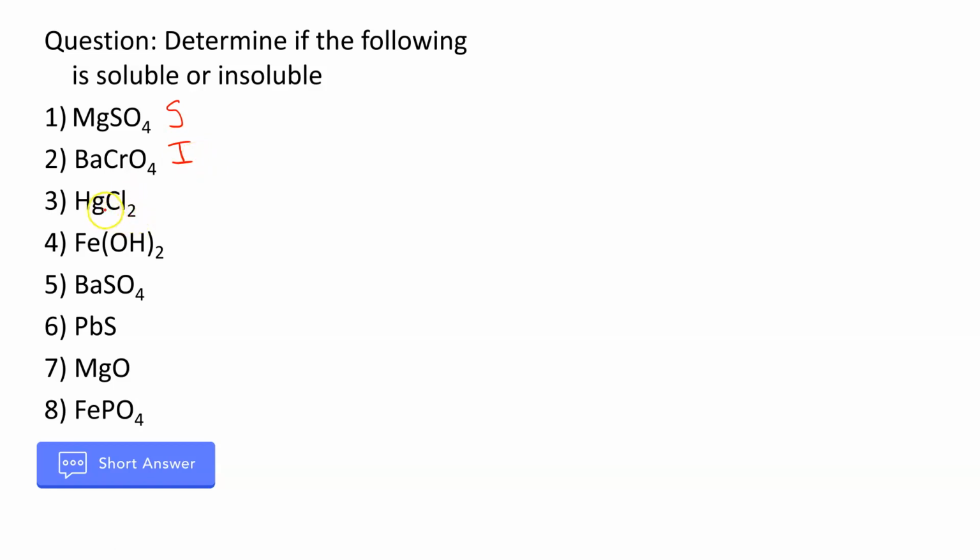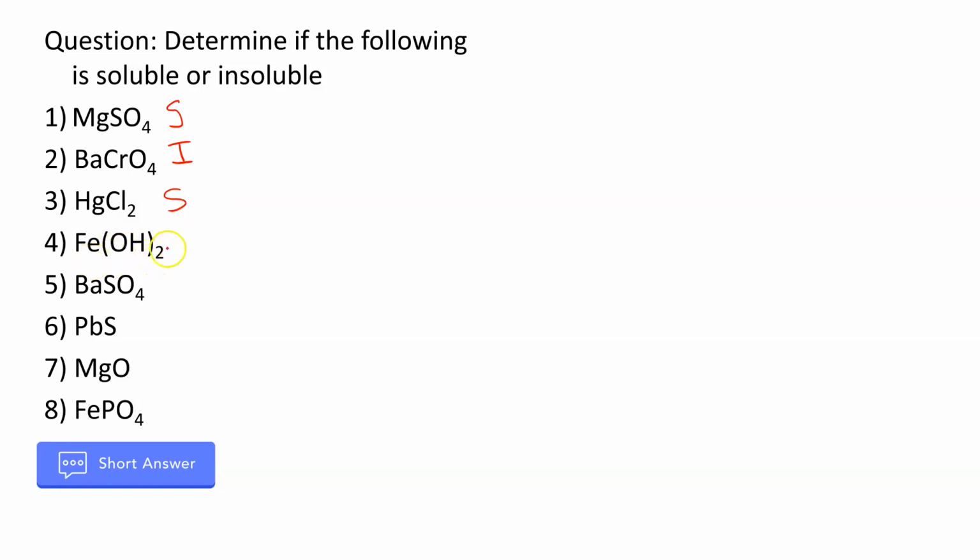Mercury chloride. Now, you may look at this and say, oh, that's mercury 1 chloride. No. Mercury 1 chloride is a little 2 there. There's no 2. This is mercury 2 chloride. So this would be soluble. Mercury 1, insoluble. Mercury 2, not.